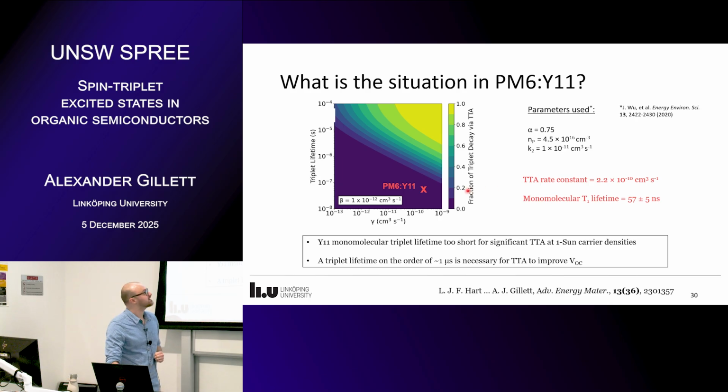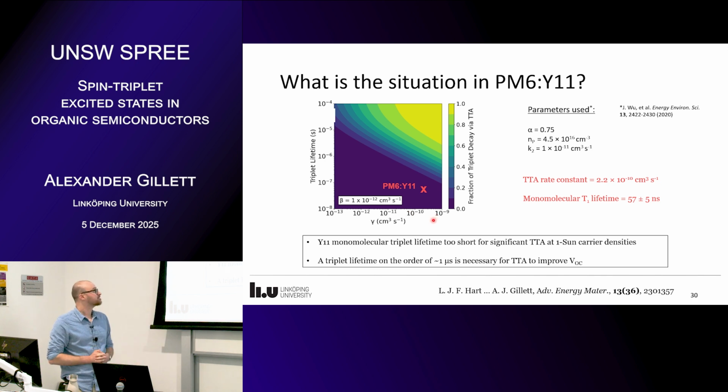What we have here is a heat map. This shows on the color scale the fraction of triplet decay that goes via TTA, going from nothing, which is dark blue, up to lime green and yellow, which is a lot. So we have the input parameters, which are our triplet lifetime, so if the triplets live longer, there's more chance they'll undergo TTA rather than monomolecular decay, and our triplet annihilation rate constant. The higher this is, the more likely they will do TTA, obviously.